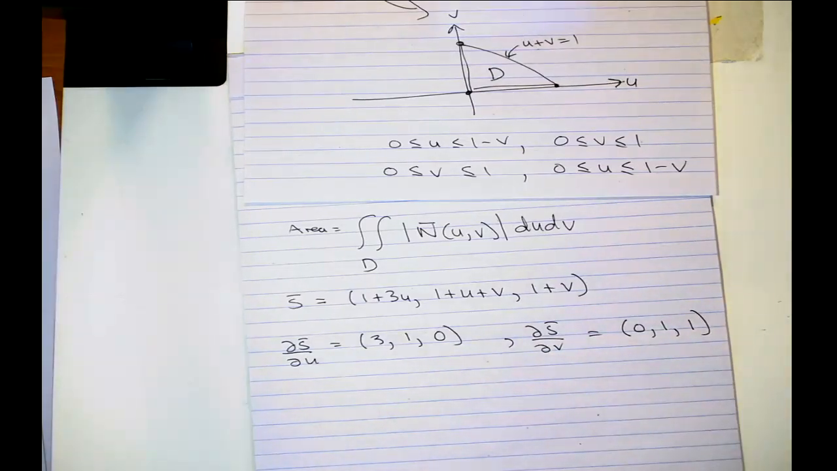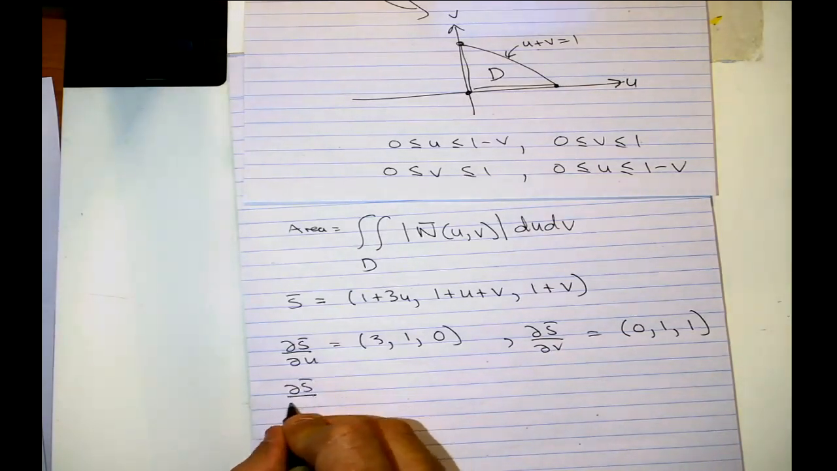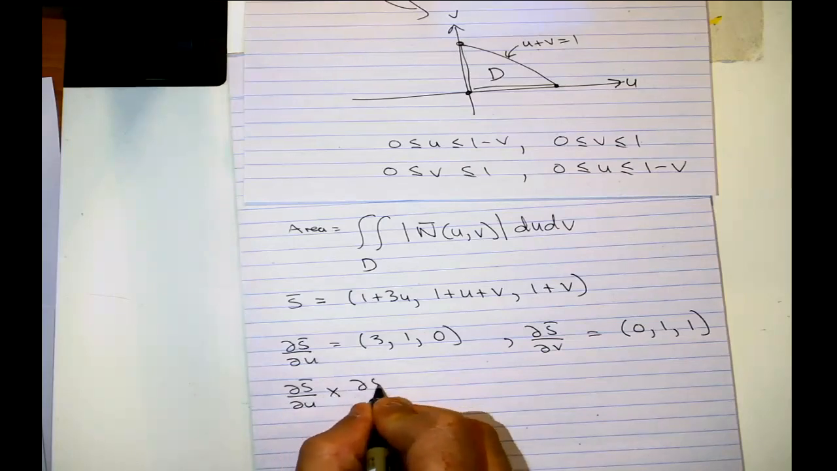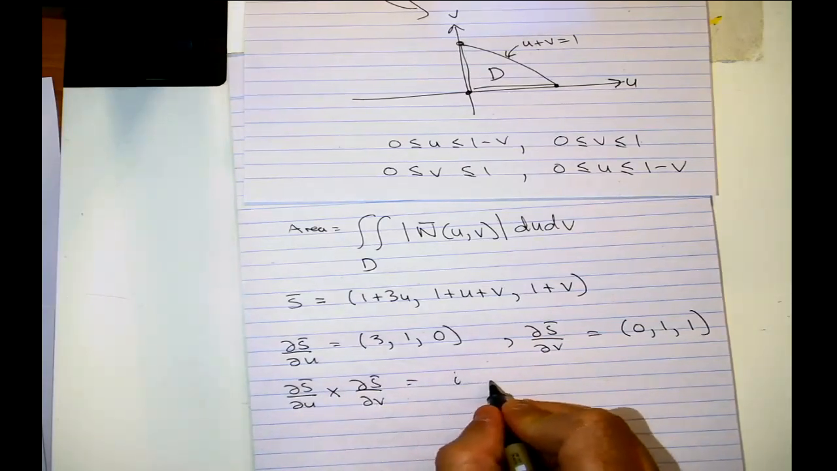Which are those? Make sure I haven't stuffed that up. 3, 1, 0, 0, 1, 1. I need their cross product. Right. We remember how we do this.